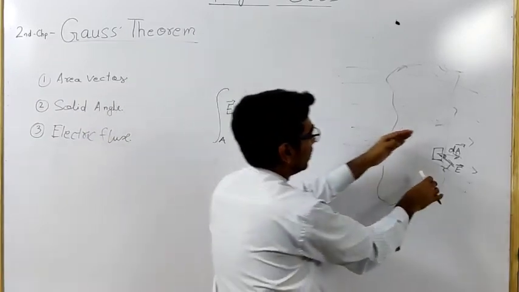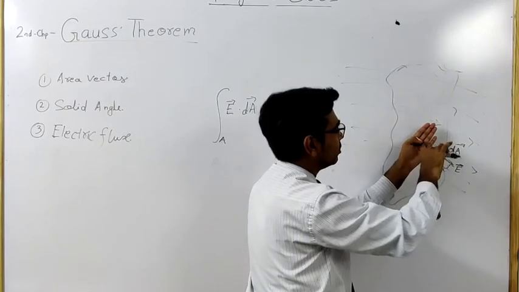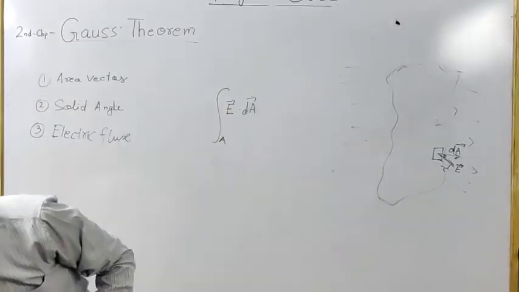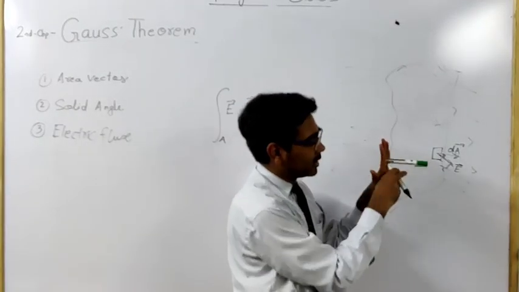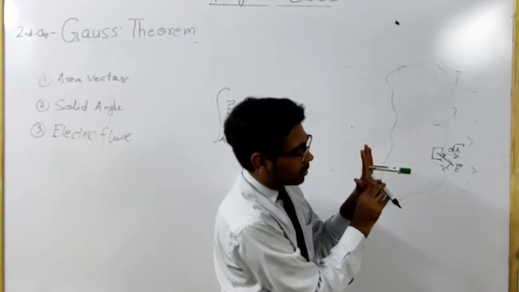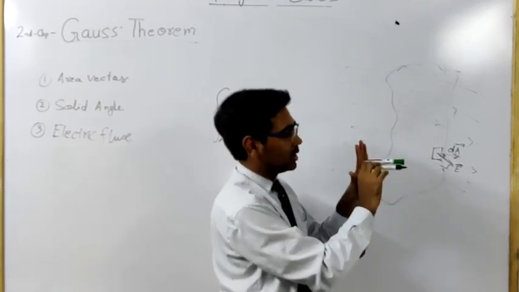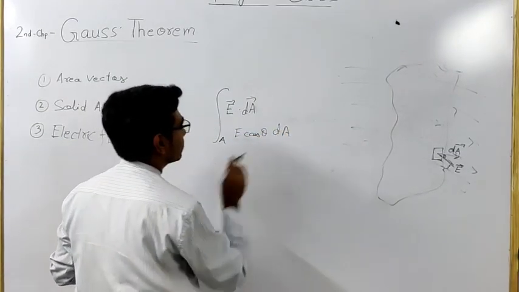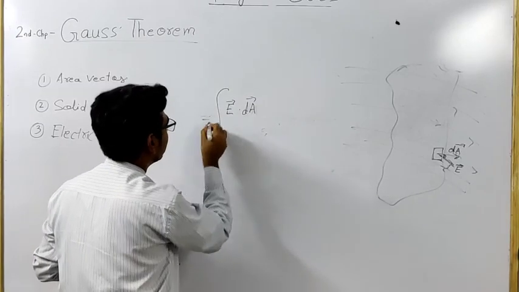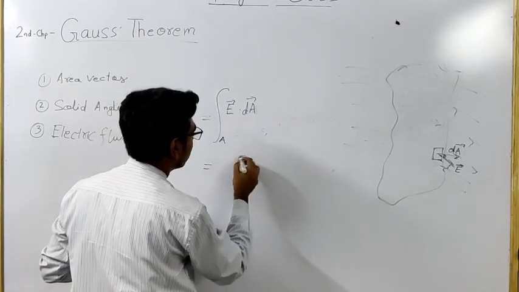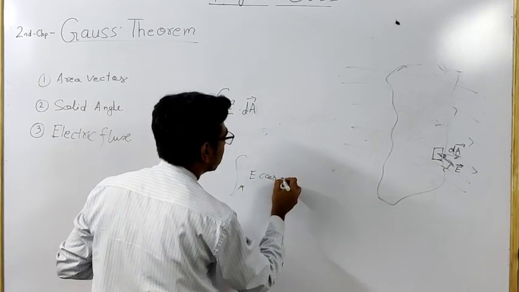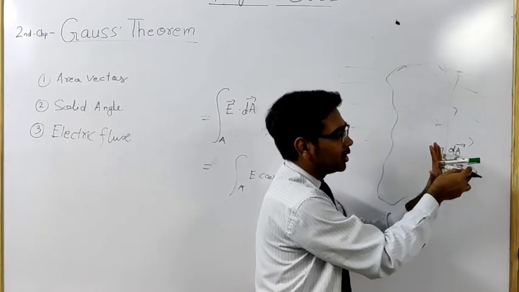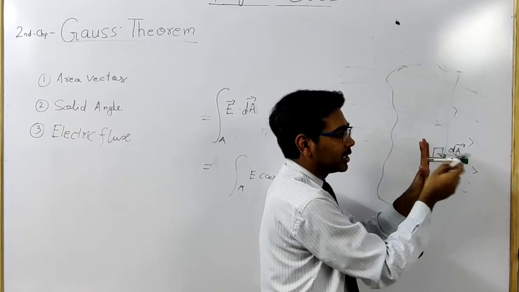Simply, this dot product is making the lines of force perpendicular to the component. If this is the area vector and this is the electric field, then E dot dA will be E cos theta dA. E cos theta will be the component of the electric field in the direction of the dA vector.